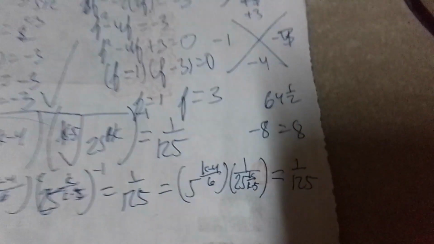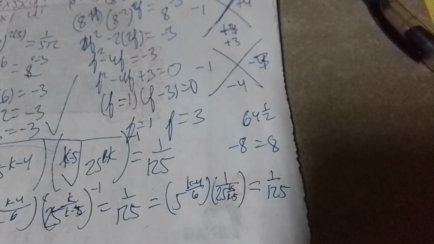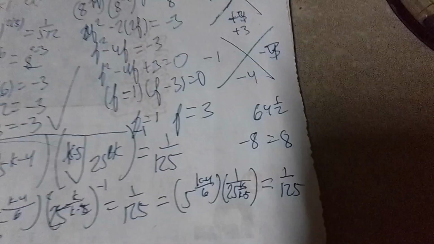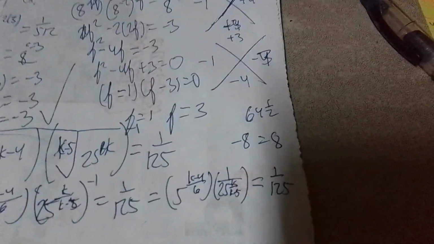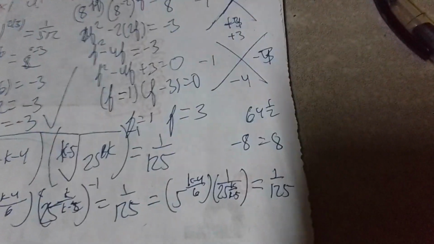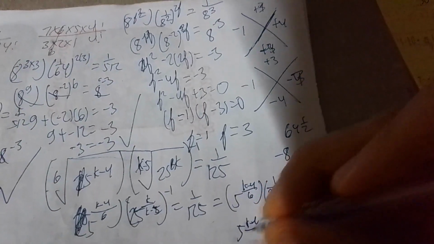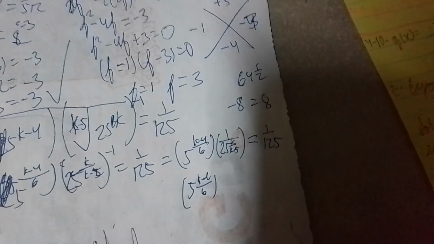Now, do you know already what to do with the bases? Can you find the congruent or matching base? 5. Why do you say 5? 5 squared is 25. 5 cubed is 125. Excellent. Now this is what you do. This is a bit tricky, but we can solve this together. Remember the 5 raised to the k minus 4 divided by 6, that's just 5. And then the power is k minus 4 divided by 6.